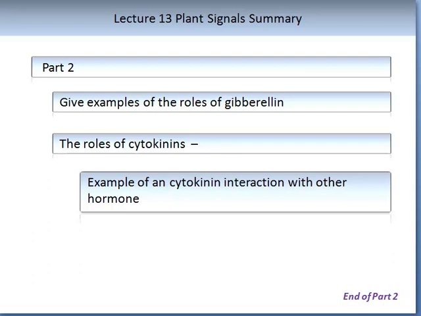After you have read the recommended literature and watched this video, you should now be able to give some detailed roles of gibberellin. What functions do gibberellins perform in the plant and how do they do it? You will also be able to do the same for cytokinins. Cytokinins, as you have learnt, also interact with other hormones, and you will be able to give a detailed example of how this may occur. This is the end of this lecture.